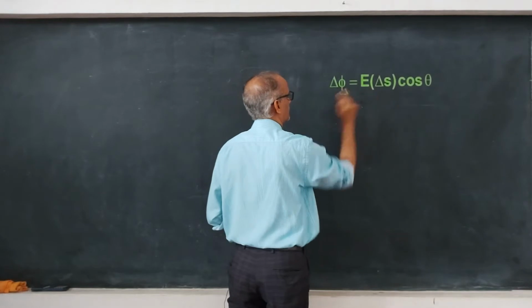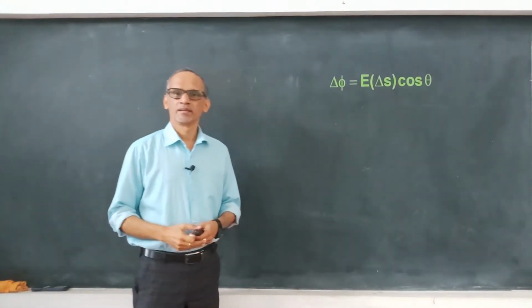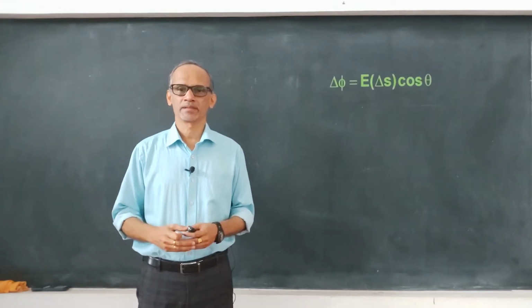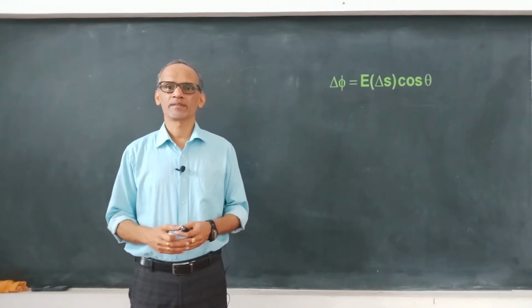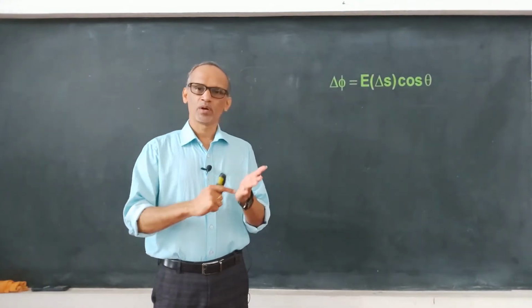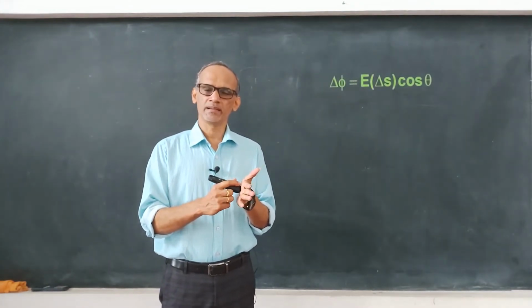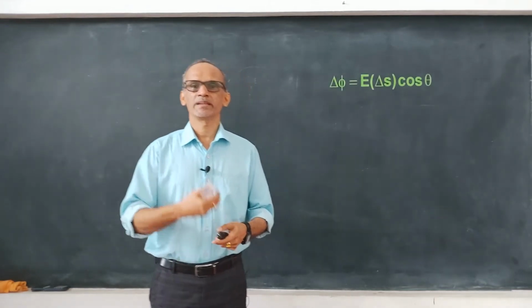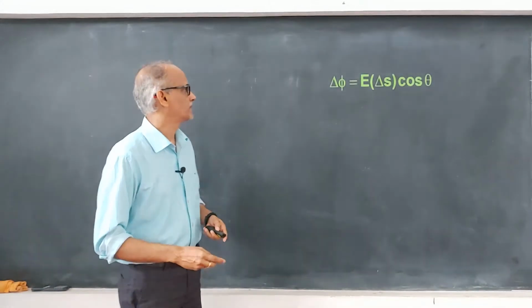E is the electric field, delta S is the area vector, and theta is the angle between the electric field and the area vector. What is the direction of the area vector? The direction of the area vector is always normal to the surface, perpendicular, and it is outward. So, keep that in mind.